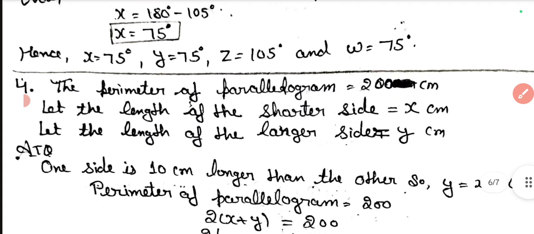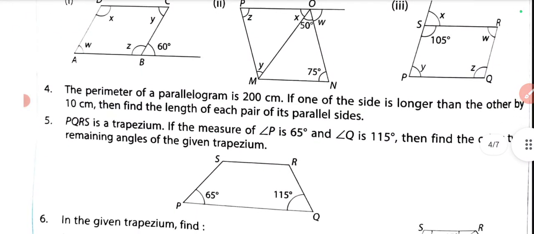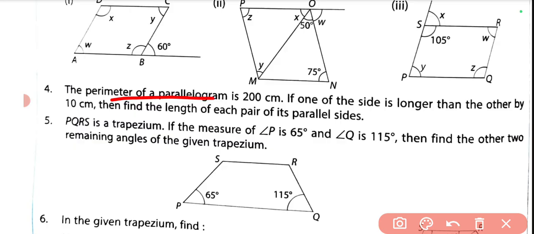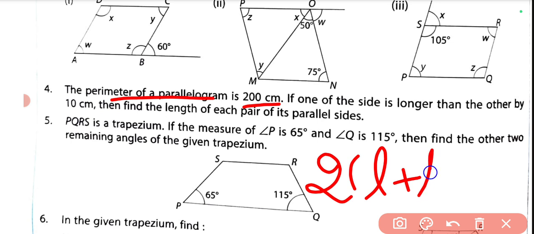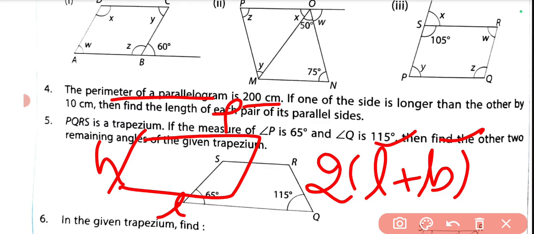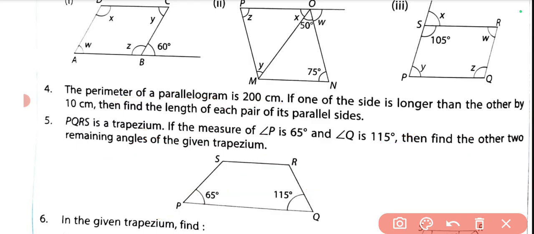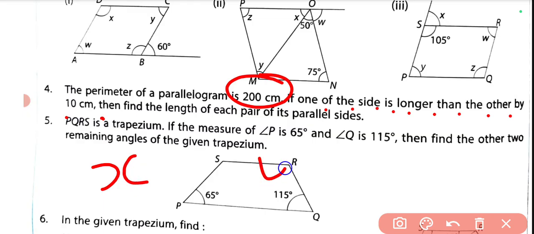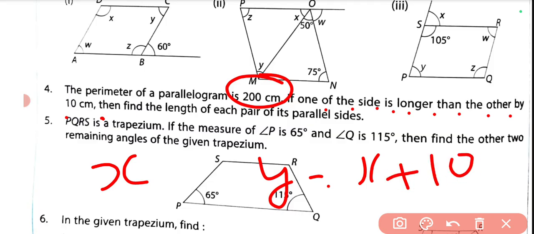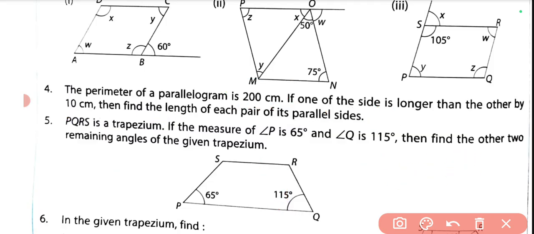So now next, question number 4. Read the statement of question number 4. The perimeter of a parallelogram is 200 centimeters. What is the perimeter of a parallelogram? 2 multiplied by L plus B, length and breadth. This is a parallelogram, this is the length, this is the breadth. 2 lengths, 2 breadths, so perimeter is 2 times length plus breadth. The perimeter is given here, and one side is longer than the other by 10 centimeters. Suppose we let one side be x, so the second side is 10 centimeters longer than the first side, and we have to find the value of the parallel sides.